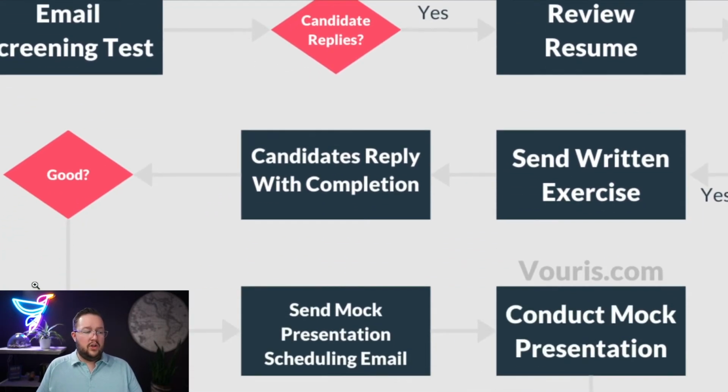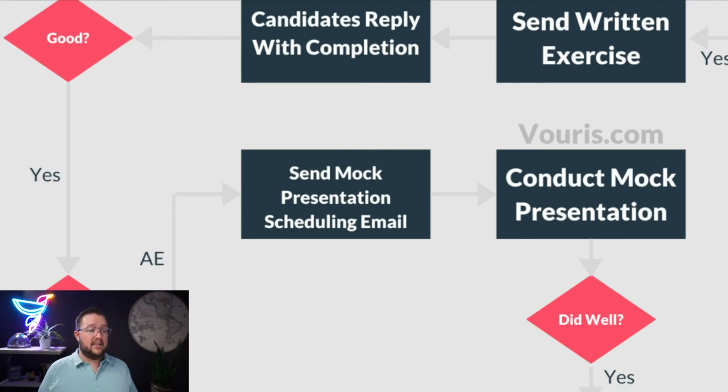If you feel it was good, this is where things split off. You have AEs and SDRs. Now for AEs, we do a mock sales presentation, and it's really simple. They're just selling something that they have sold before. So there's not a lot of prep involved here, whatever company they're working at or maybe a past company. They just sell whatever they're comfortable selling.